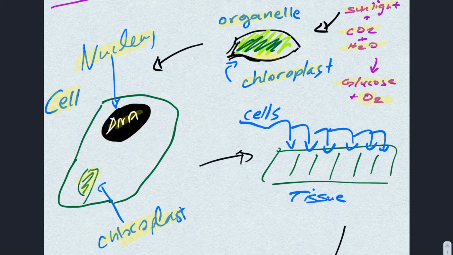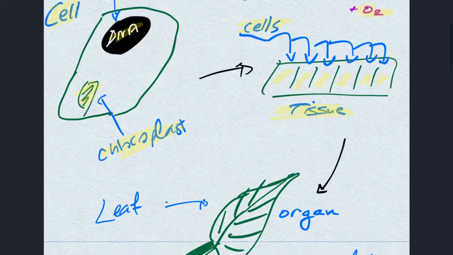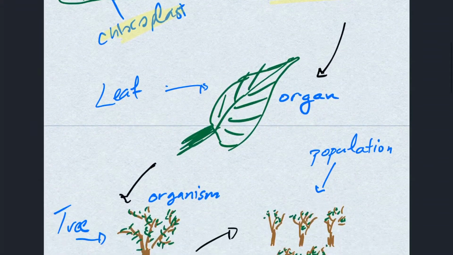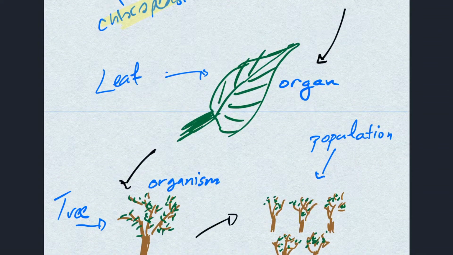If we group several cells together, cells that have the same function, grouped together, that is known as a tissue. And so if we have several photosynthetic cells all together, we would call that a tissue. And tissues get together to make larger things that we call organs. An example of an organ is simply a leaf.